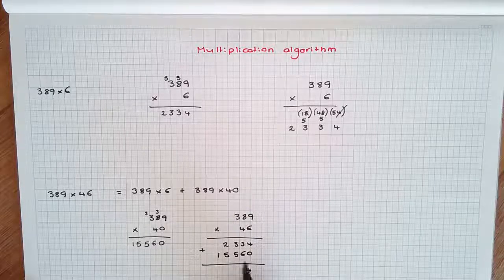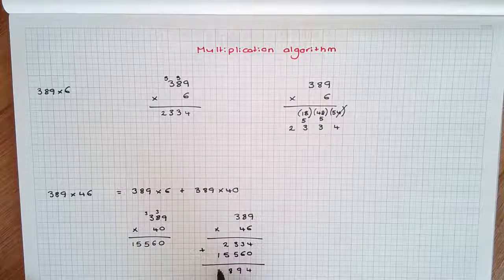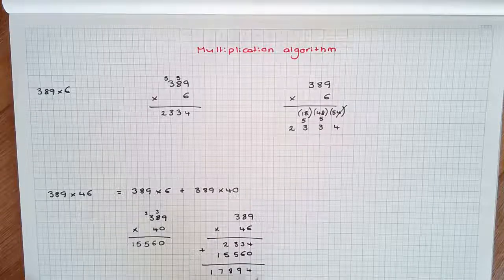4 plus 0, 3 plus 6, 3 plus 5, 2 plus 5, and 1. Our final answer is 17,894.